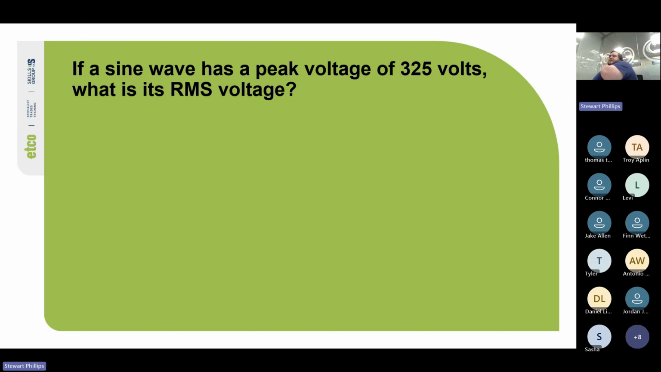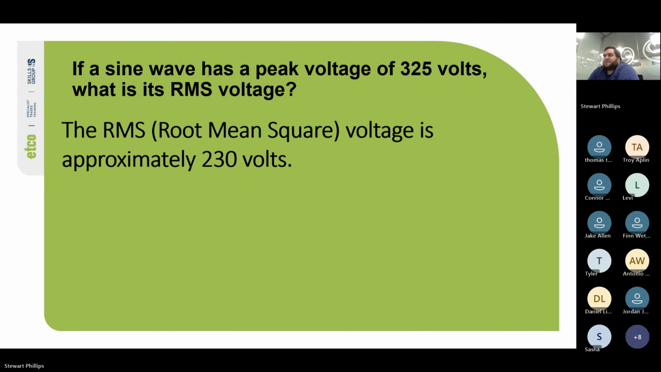Yeah. So, Sasha, you're pretty much bang on there, 229.78. But for ease, we just put 230. RMS in New Zealand is considered 230 volts. Cool. So now we've got the revision out of the way.